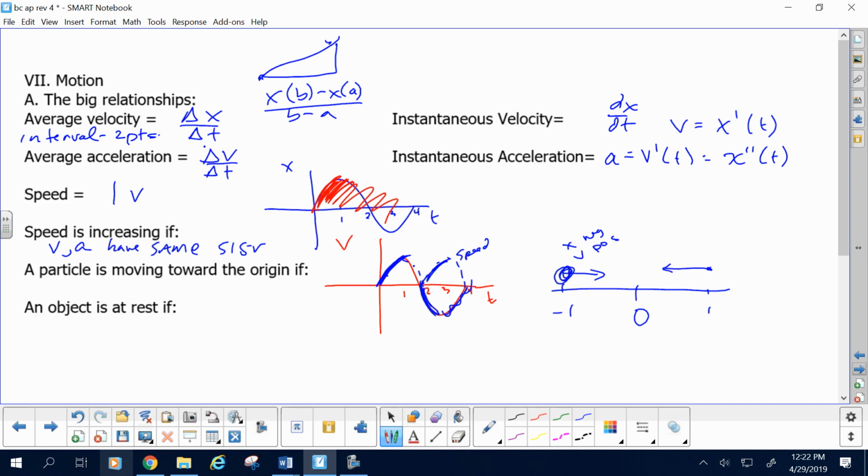Negative velocity. So it seems like you could make a rule out of it, but I guess I would like to focus on taking position and velocity into account.